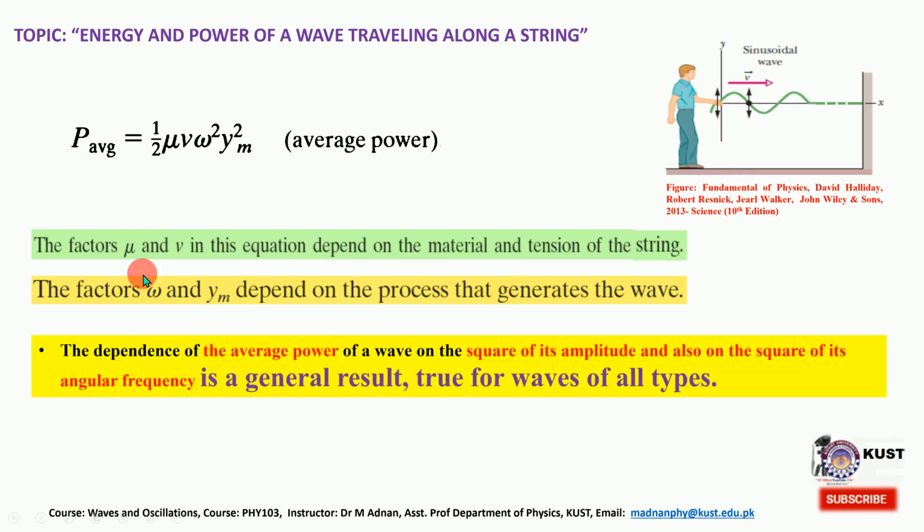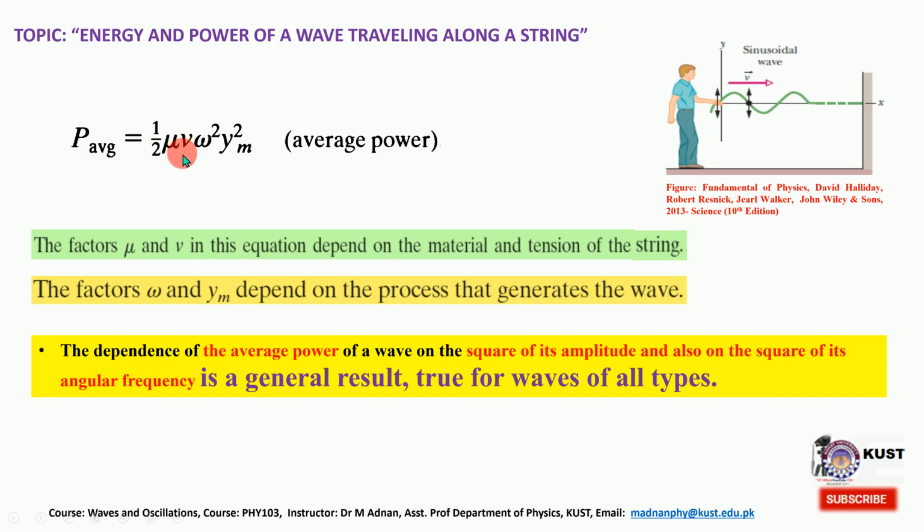Now, the dependence of the average power of a wave on the square of the amplitude and also the square of the angular frequency, these two terms, is a general result, and this is true for all kinds of waves. That is, this is not only valid for a wave traveling on a string, but the average power for sound waves will also be proportional to omega square ym square. Light waves will also be proportional to this. For any kind of wave, this power will be proportional to the square of the amplitude of the wave, and it will also depend upon the angular frequency.